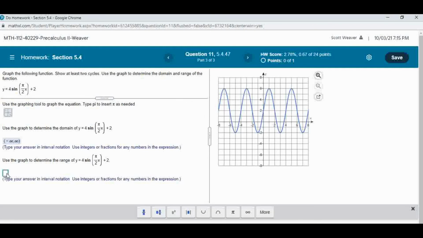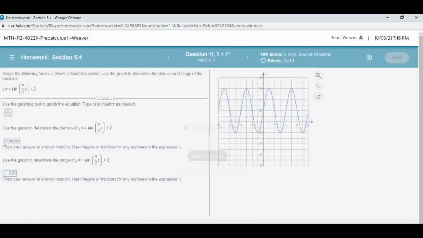And now for the range, what we want is, again, interval notation. And because it actually includes the values of negative 2 and positive 6, the maximum and minimum values, you can see them on the graph there. We go negative 2 with a square bracket, not a parenthesis, but a square bracket, and then up to 6. So then we check our answer, and that's how we do those.